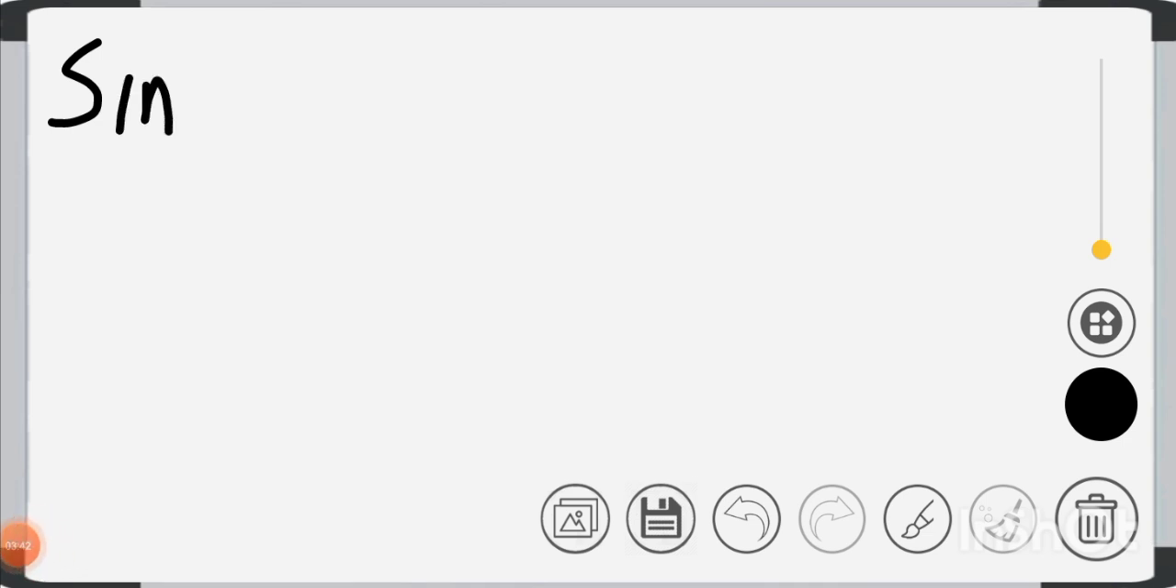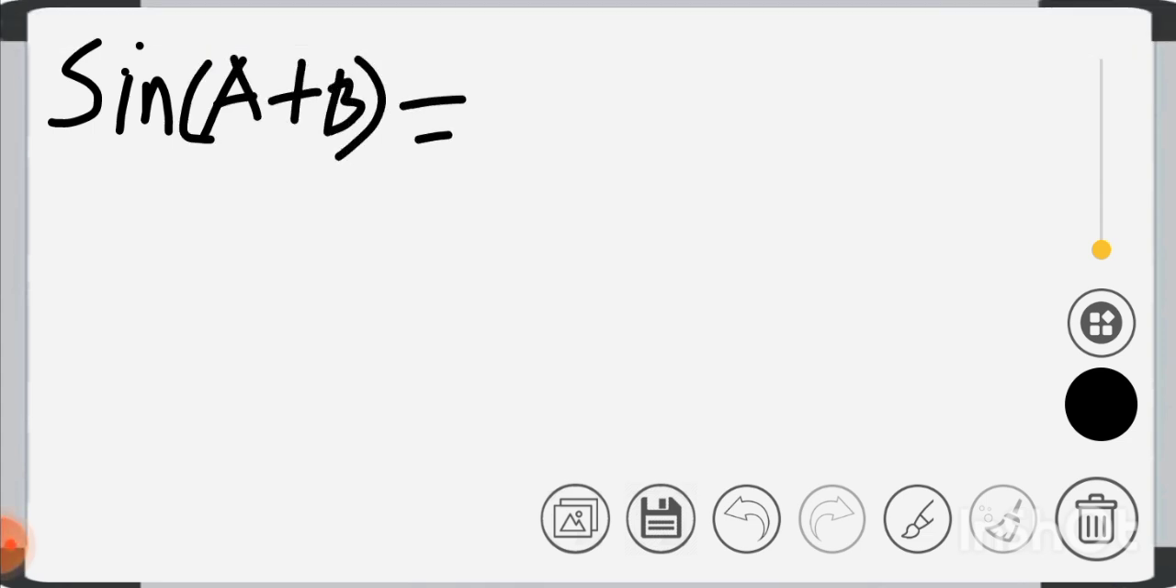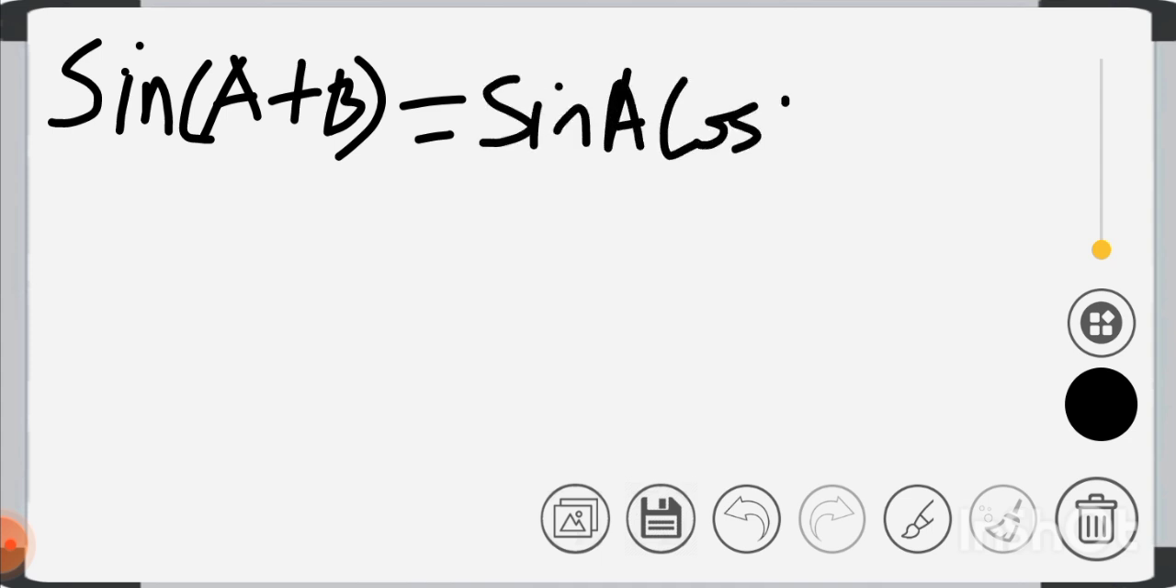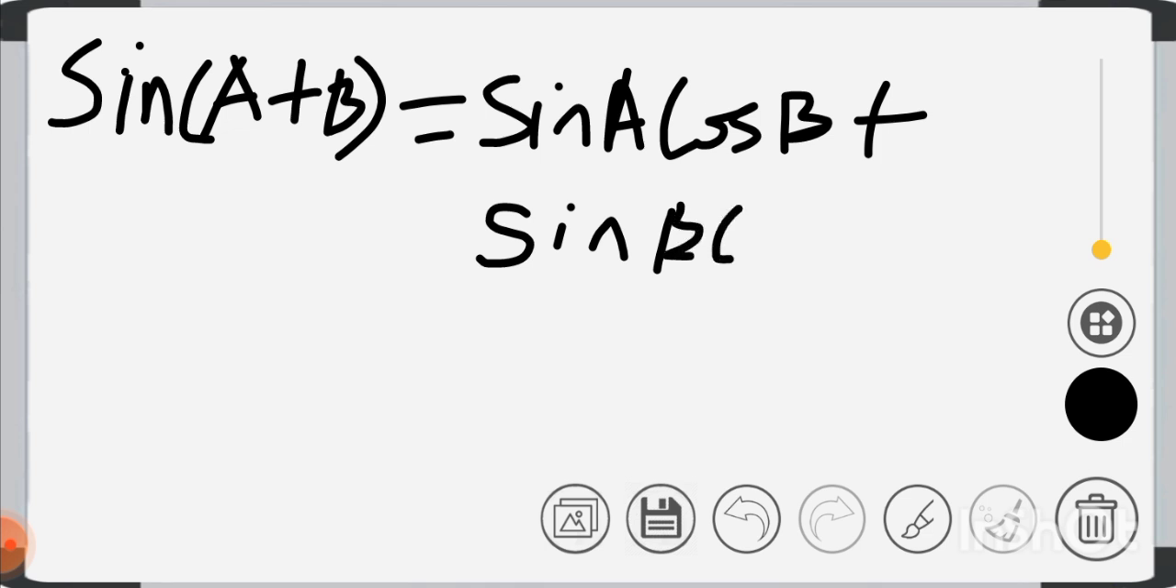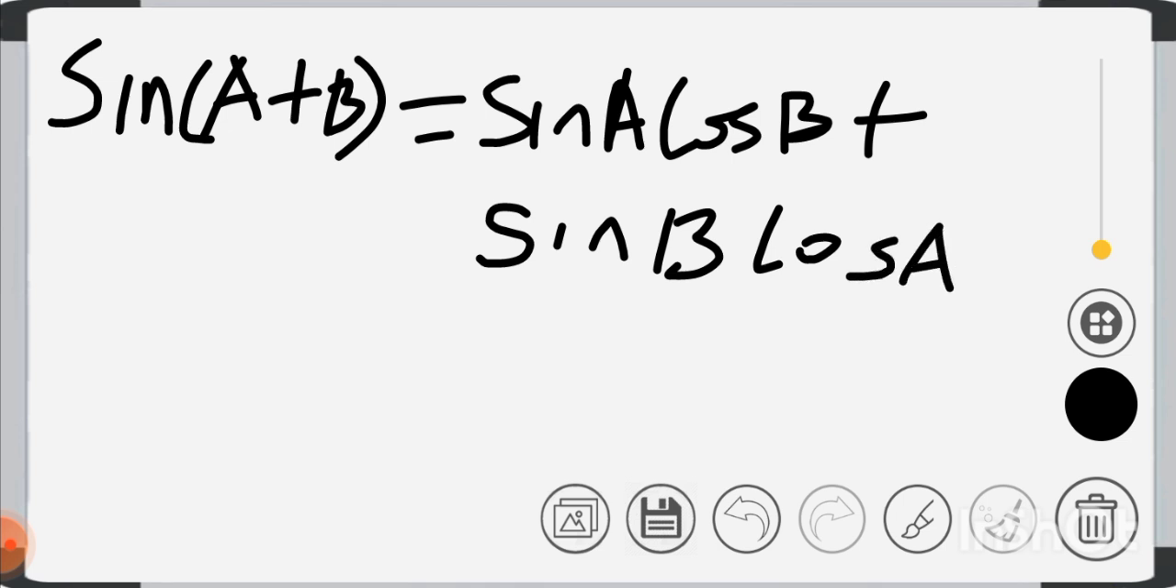So if you have sine A plus B, this is the same thing as sine A cos B plus sine B cos A. Taking note of that, if you have sine A minus B, it's going to become minus as well. Taking note of that is very, very important.